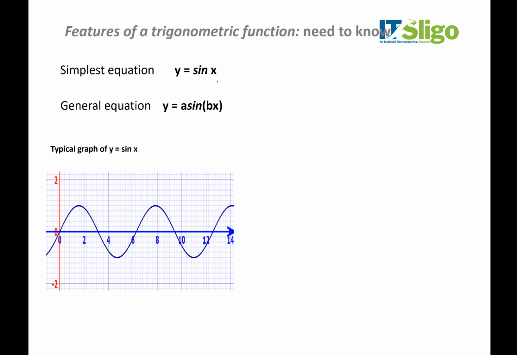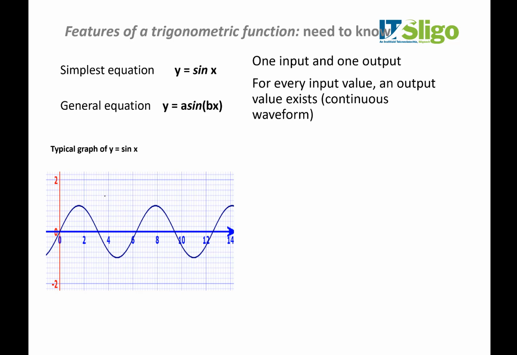Typical curve for a sine looks like this. It's a waveform. So regular waveform, regular period. Period is the time between each wave, etc. One input and one output. It's a continuous curve, so there are no breaks in it. It continues all the time. Well, the line continues indefinitely. Sorry, it should be a bit more formal.